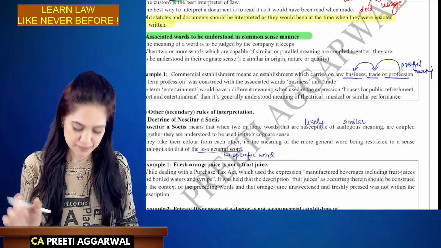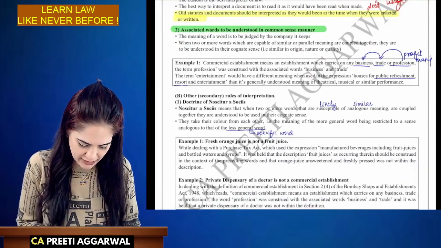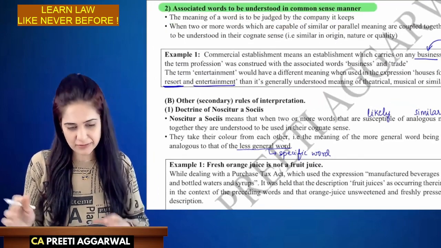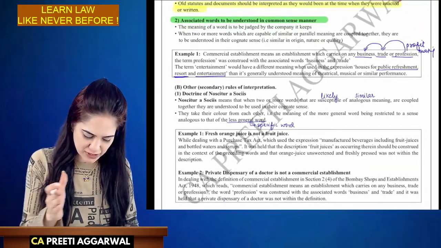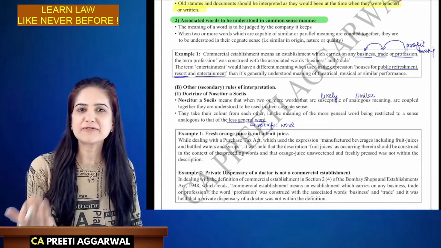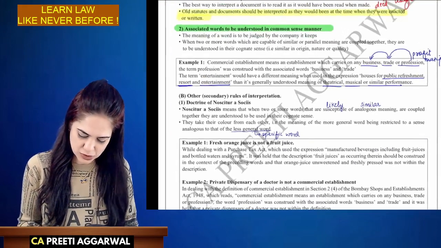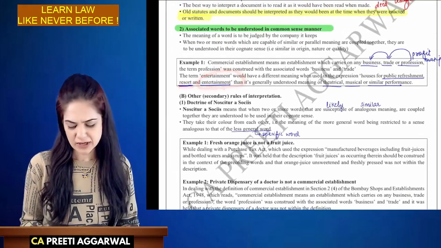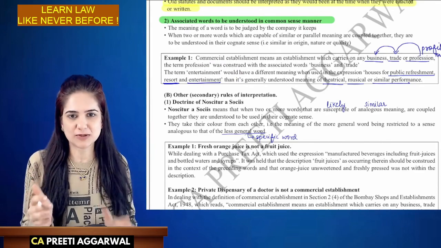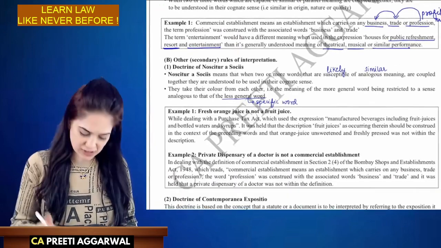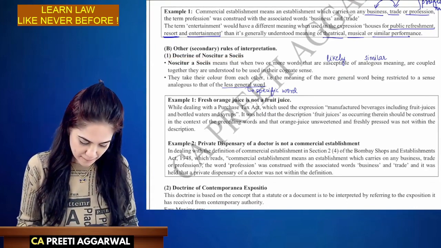profit-making profession. When you use the words a house for public refreshment, resort, and entertainment, entertainment, if used individually, it may mean dance and music, but when it is used with public refreshment, resort, entertainment, it may have a different meaning. So generally we associate it with music, dance, theater, but when it is used along with refreshment, resort, and entertainment, it may mean that you are going to a water resort or a gaming resort and that kind of a resort. There are these words which mean the same. Other secondary rules mean the same as what was explained earlier.